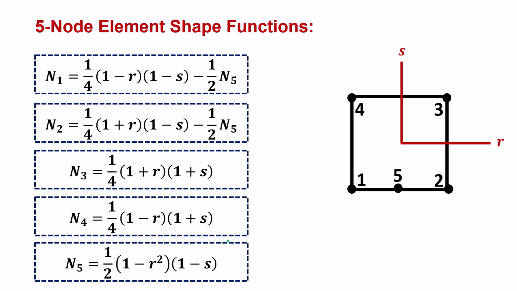Together, these shape functions satisfy the two rules. Each one is equal to 1 at its own node and 0 at all the other nodes. So now the interpolation along the bottom edge here is quadratic instead of linear, exactly what we want when we add an extra node.